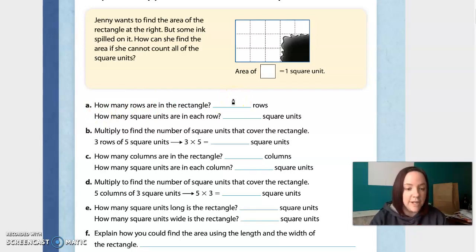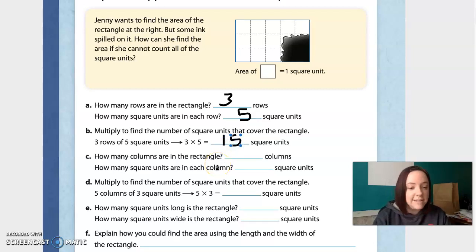All right, how many rows are in the rectangle? Let's take a look. 1, 2, 3. So we know 3 rows are there. How many square units are in each row? Well, this little square equals 1 square unit. So let's count them. 1, 2, 3, 4, 5. 5 square units. Multiply to find the number of square units that cover this rectangle. So we have 3 rows, we have 5 square units, so we know it has to be 3 times 5. Can somebody tell me what 3 times 5 is? If you said 15, you are correct.